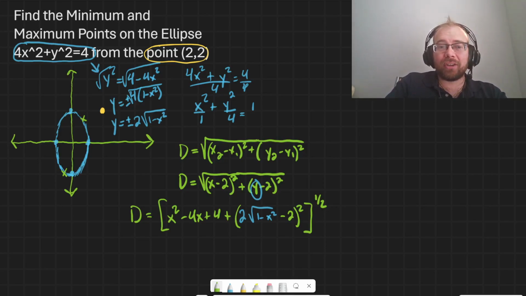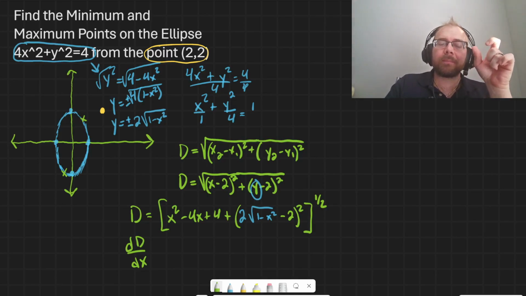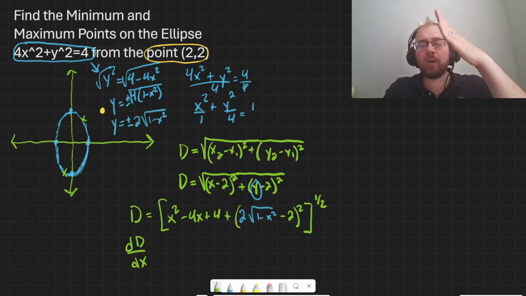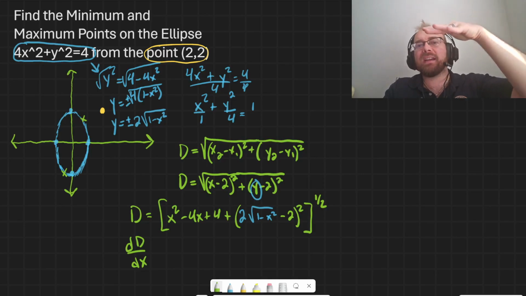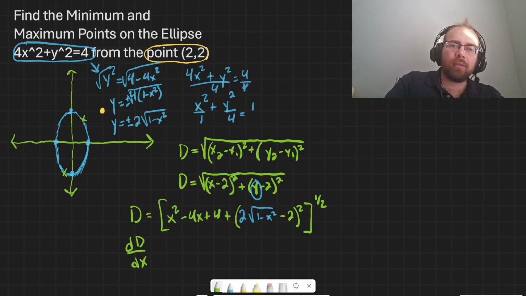And we want to take the derivative of this with respect to x, so the derivative of the distance with respect to x. The reason we want to take the derivative is because if we were to graph the distance formula, it would have a high point and a low point. The high point will be the max distance, and the low point will be the min distance. And we're looking for both of those areas.